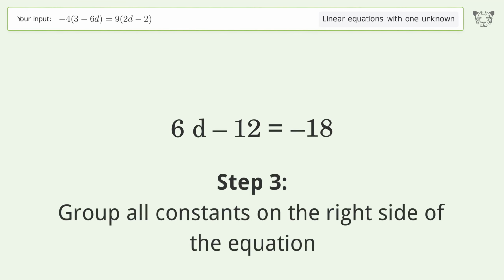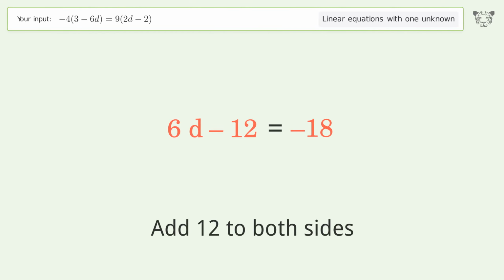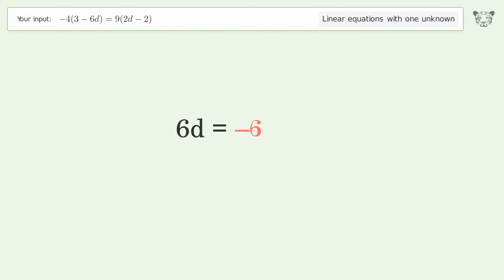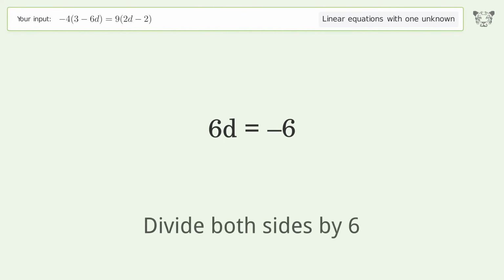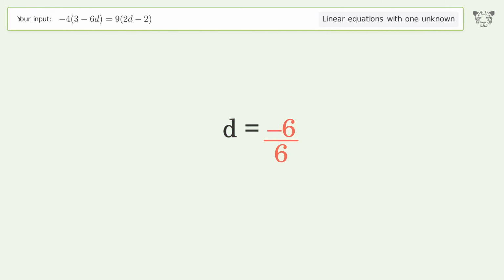Group all constants on the right side of the equation. Add 12 to both sides. Simplify the arithmetic. Isolate the d. Divide both sides by 6. Simplify the fraction. And so the final result is d equals -1.